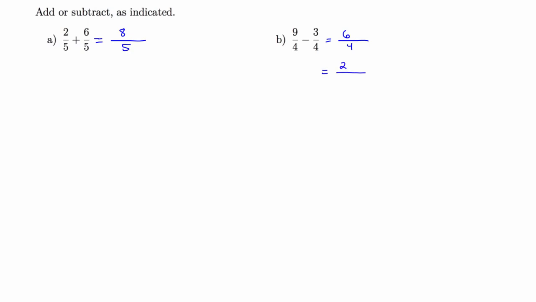Both 6 and 4 are divisible by 2. 6 is 2 times 3, 4 is 2 times 2. So we can cancel out that common factor of 2, leaving us with a final answer of 3 over 2.